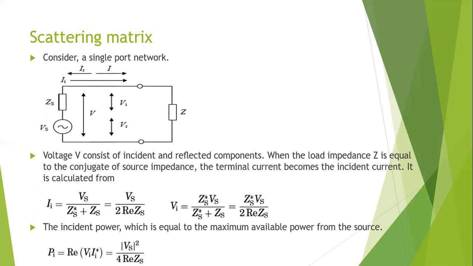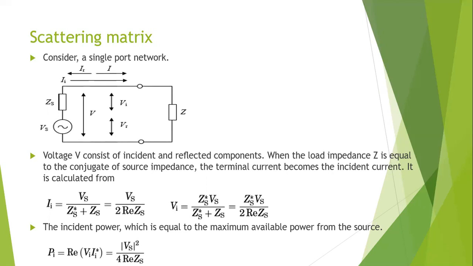If you consider the equivalent circuit of a single port network, there is an equivalent circuit in the slide. Here, Vs is the source voltage, Zs is the source impedance. When you apply a voltage source across the load, which has impedance Z according to the figure in the slide, then current I flows in the circuit.